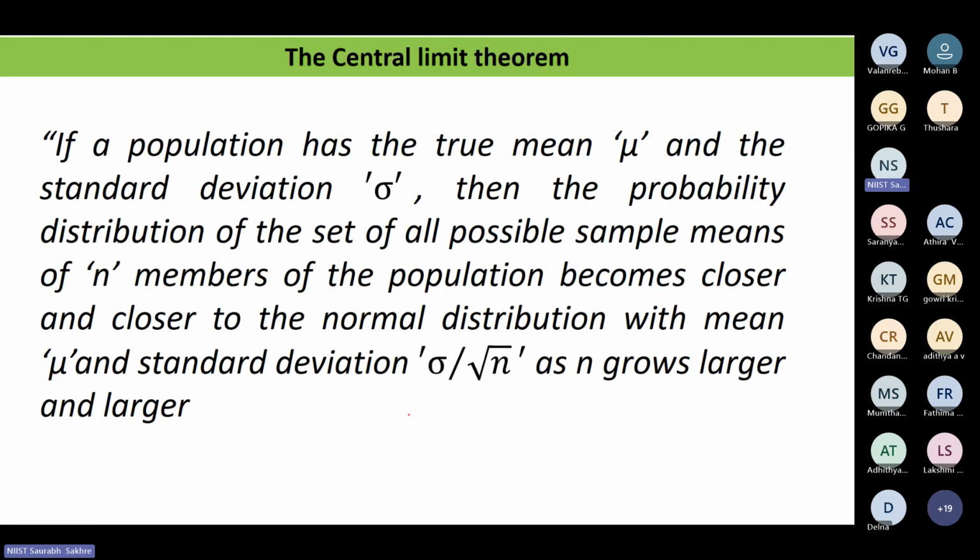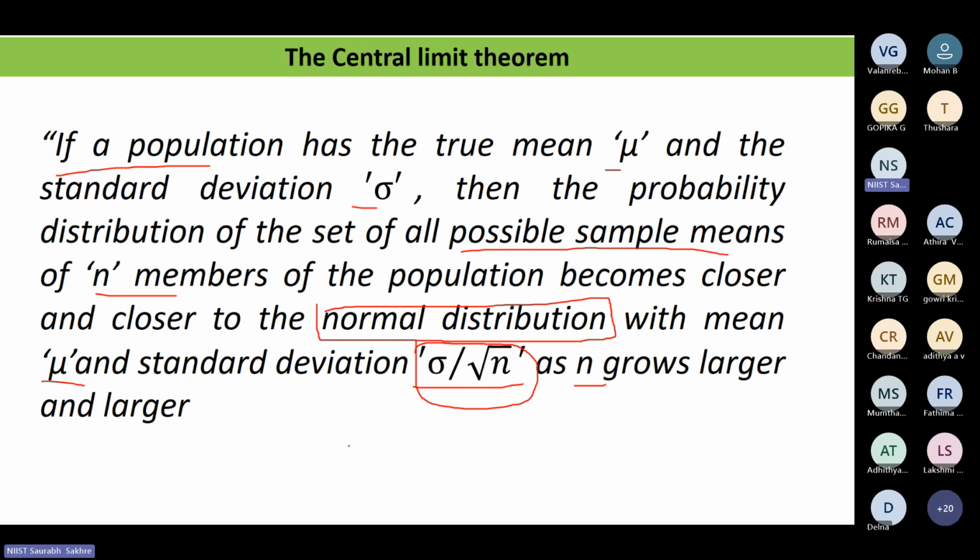Second one is the central limit theorem. Central limit theorem actually is more practical when I'm applying statistics. So what does it say? It says that if a population has the true mean mu and the standard deviation sigma, then the probability distribution of the set of all possible sample means of n members of the population becomes closer and closer to the normal distribution with mean mu and standard deviation sigma by root n. This is what you need to learn, sigma by root n, as n grows larger and larger.